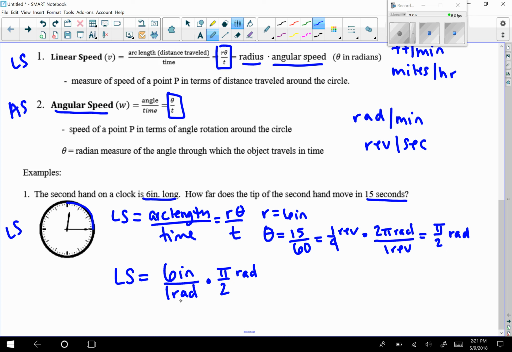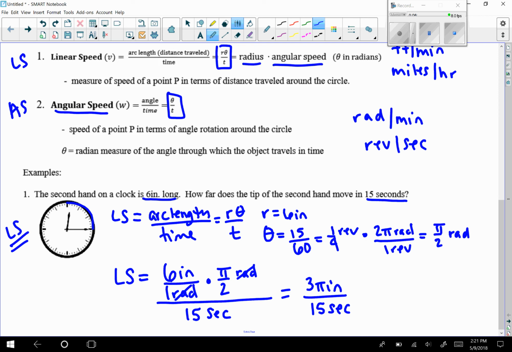And the reason I like having that is because then notice that your radians cancel out. And that's all over because it's your arc length versus time. So my time is 15 seconds. So when we simplify this, 6 times pi over 2 is actually 3 pi, and notice we're only left with inches. So 3 pi inches per 15 seconds. And that makes sense because we're talking about a linear speed. So we have a distance versus a time, so inches per seconds.